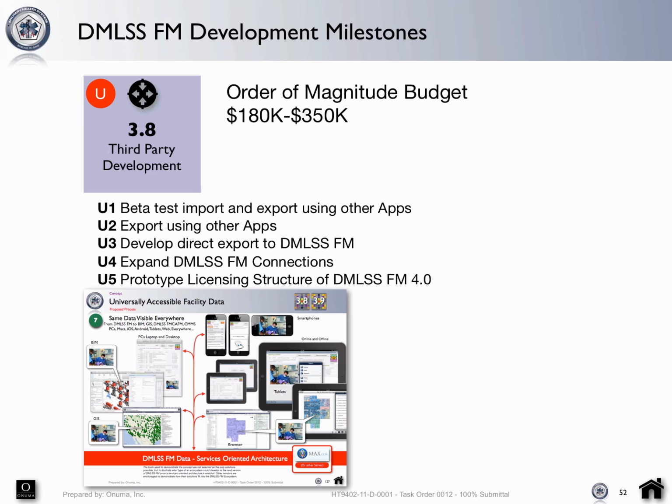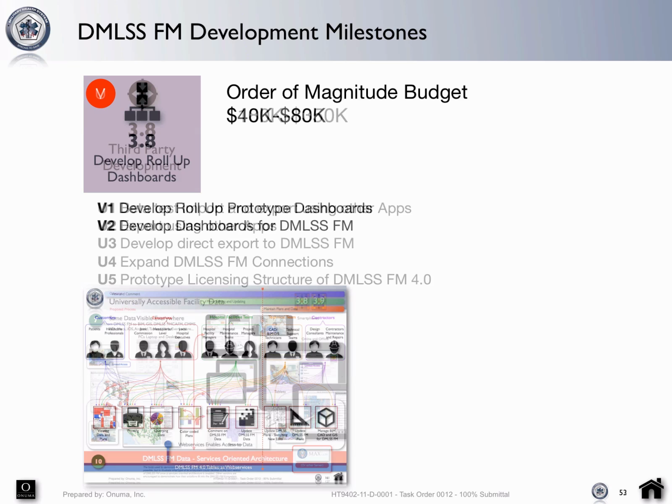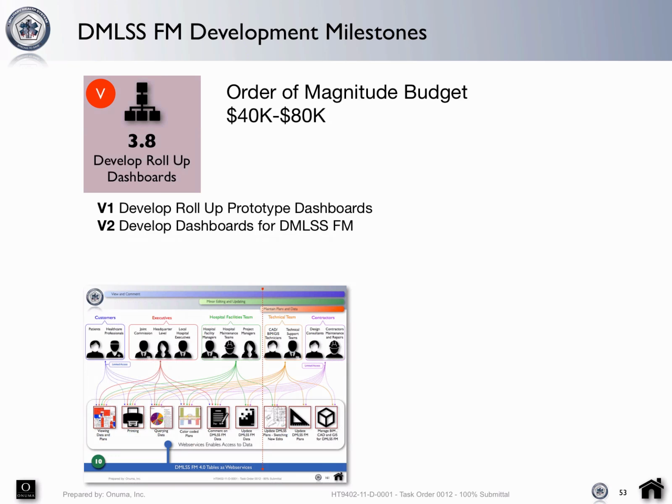Encouraging third-party development in 3.8. In other words, once you open up the platform, it's important to have third-party applications use that capability, so it doesn't have to be all built into the application. Obviously, security and how you set that up is important, and that's part of the structure of the strategy. Developing roll-up dashboards so you can get access to multiple locations, for example, to do roll-ups on the fly.